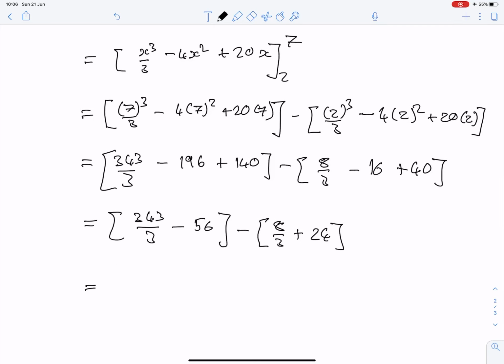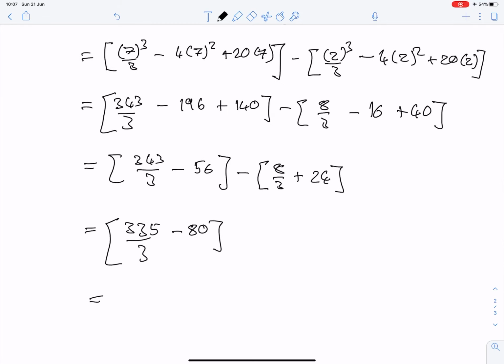Well, let's deal with the thirds first. 343 minus 8 is, no, that's stupid, let's get there in the end. 335 over 3. Then minus 56 minus another 24 is minus 80. Well, 80 is 240 over 3, so we've got 335 over 3 minus 240 over 3.